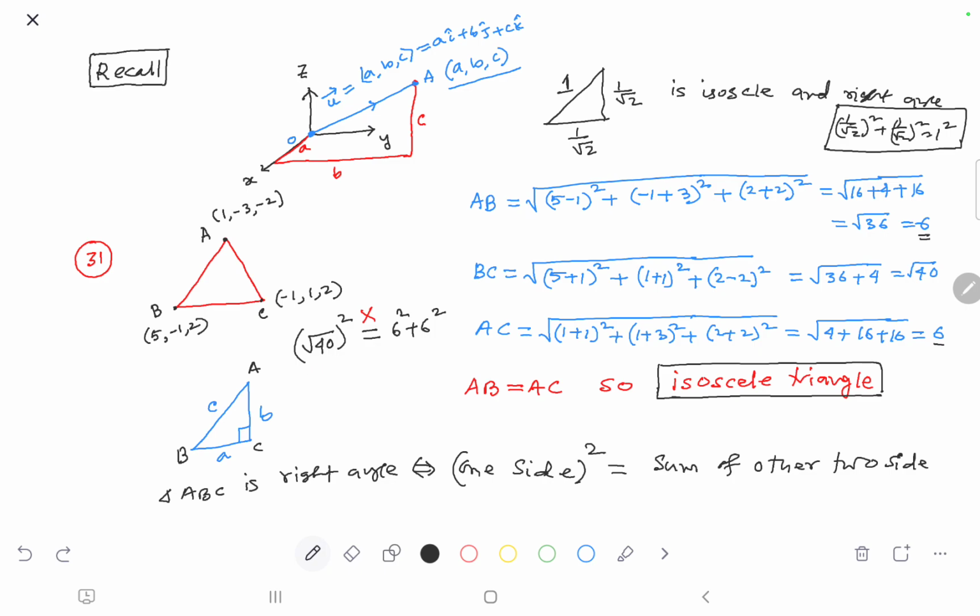Okay, so next, move to the next question. Any question from this exercise? Okay, in this exercise we dealt with how to find the distance between 2 points. That was the main work we did here.